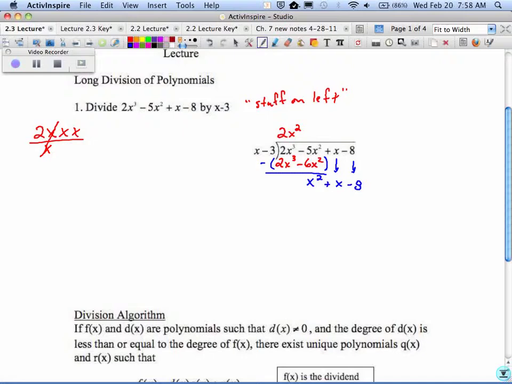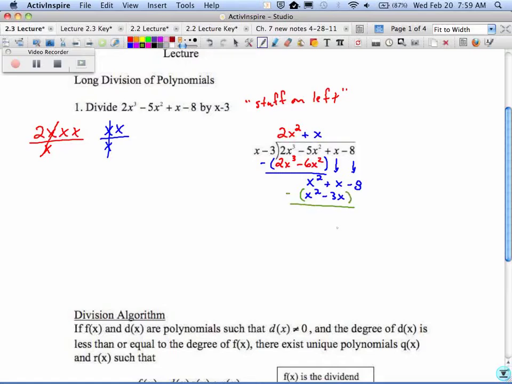Now, the thing on the left is x squared. And it's being divided by the thing on the left there, which is x. So when you get done with that, you put an x up top. X times x is x squared. X times negative 3 is negative 3x. Now, you always want to be careful that you're lining up like terms. If you don't get an x term, you only get a constant, then you should put it underneath the constant.